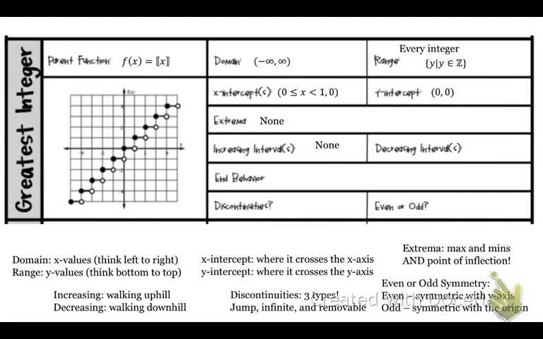No extrema, no increasing, no decreasing, because there's nowhere that you're walking uphill. You're just walking flat and then you jump. Flat and then you jump. As x goes to negative infinity, f of x also goes to negative infinity. Positive infinity, positive infinity. There's a jump at every integer, so it is discontinuous, and this is not even or odd.